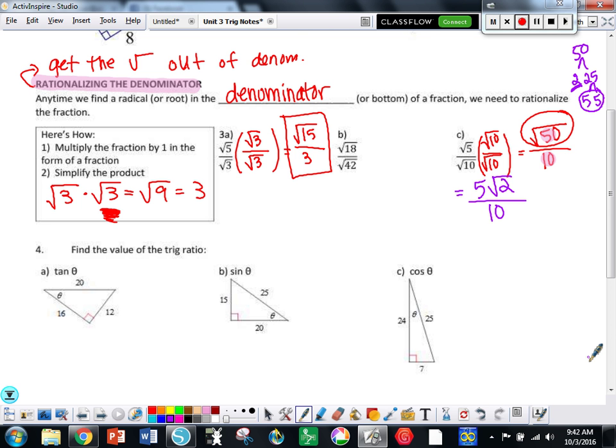Anything else we can do to simplify that? Now, if one has a radical, one does not, you can't simplify it. But if two numbers don't have radicals, could we? Could we simplify the 5 and the 10 right here? Yes. What goes into both 5 and 10? 5. So let's divide this by 5, and we get what? 1. Divide this by 5, we get 2, which means my final answer is the square root of 2 over 2.